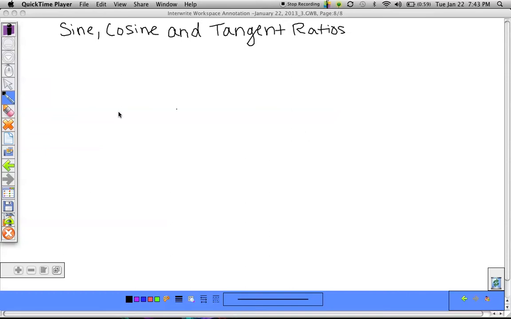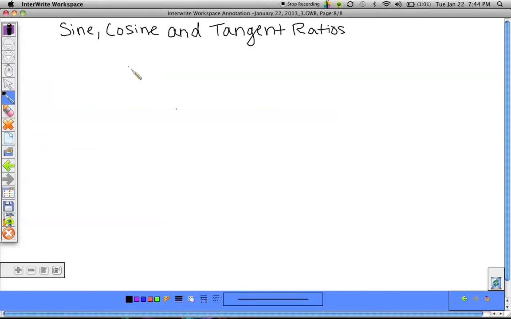Today we're going to learn 3 different ratios that you can use when trying to solve for side lengths or angles of right triangles. The 3 ratios we're going to learn are called sine, cosine, and tangent. So let's talk about tangent first.